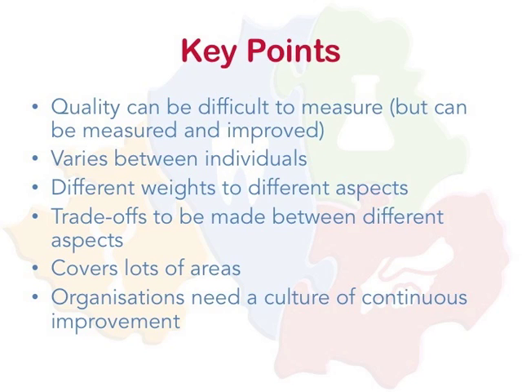So the key points from this are that quality can be difficult to measure, but it can be done and quality can be improved. There's an old management adage that what can't be measured can't be improved. So just do bear that in mind. It varies between individuals. So individuals have different preferences on what they regard as high quality care. You need to apply different weights to different aspects in order to make the inevitable trade-offs that need to be made between the different aspects with the limited resources that you have.